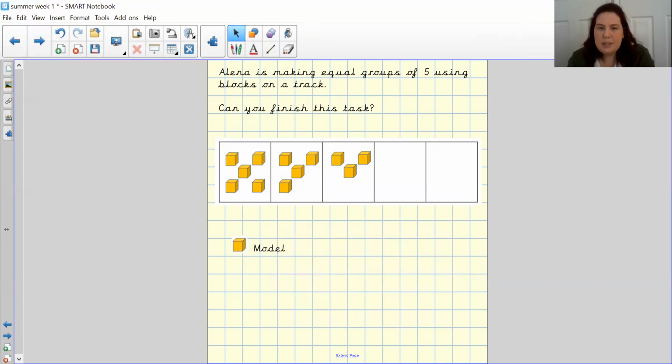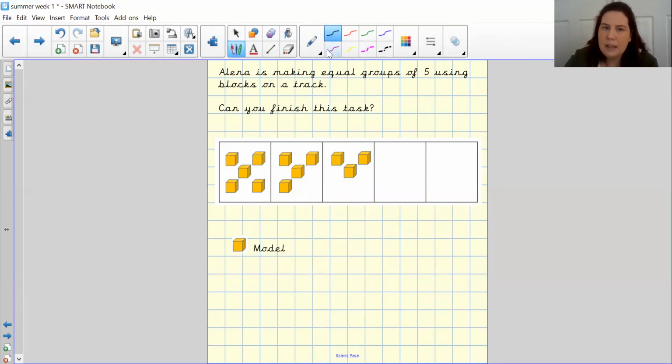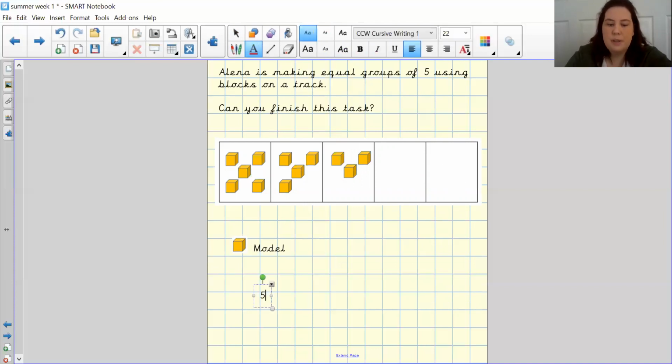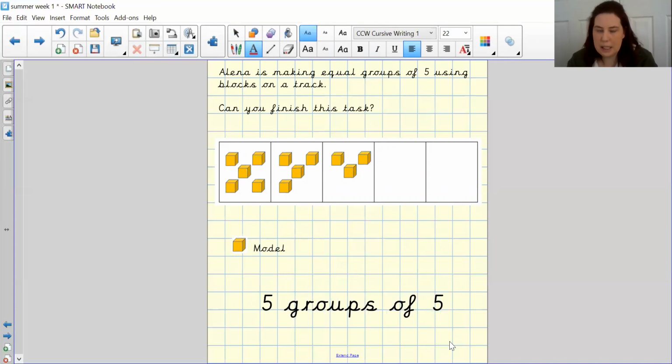So I'm going to start showing you how to make equal groups now. So Alina is making equal groups of 5. How many equal groups is she making? Well, we don't know. We'll have to count them first. 1, 2, 3, 4, 5. So she's making 5 groups of, let's count, 1, 2, 3, 4, 5. This is what we want in every group for them to be equal.